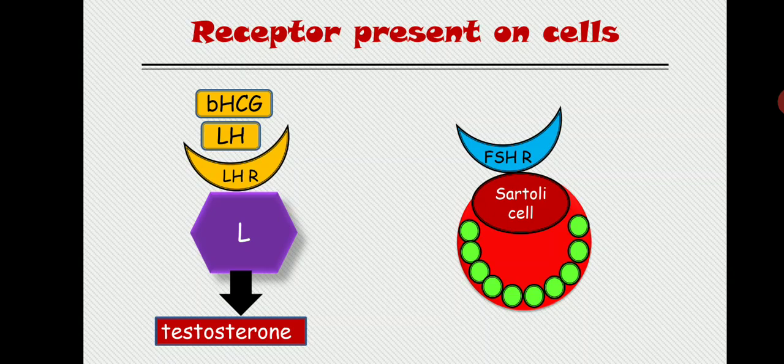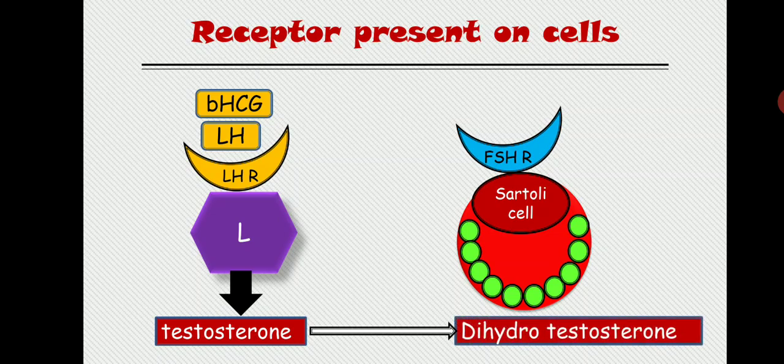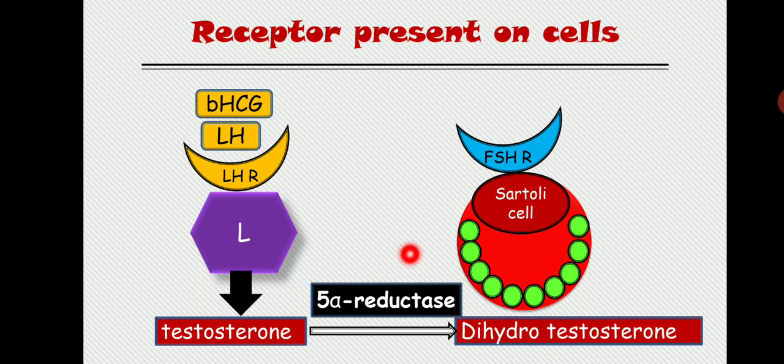So once the LH stimulates, the Leydig cell will secrete testosterone. This testosterone will eventually be converted into dihydrotestosterone with the help of an enzyme. As you already know, it is 5-alpha reductase. Now one more receptor is present over the Sertoli cell. That receptor is for this testosterone.